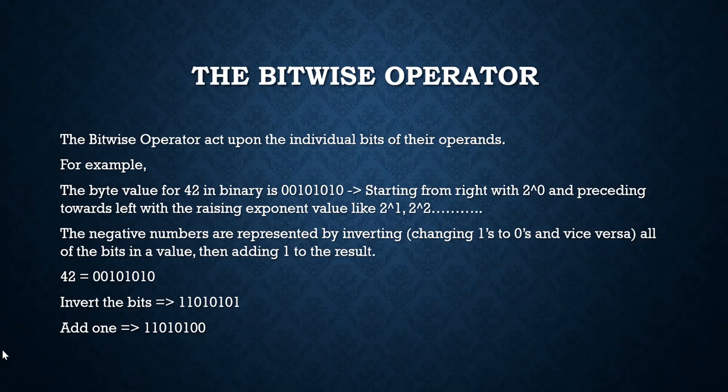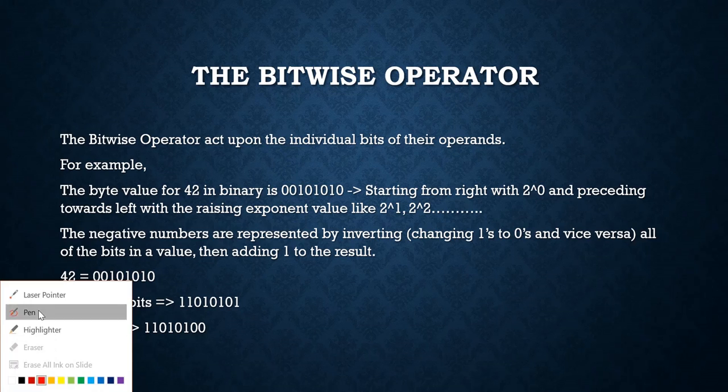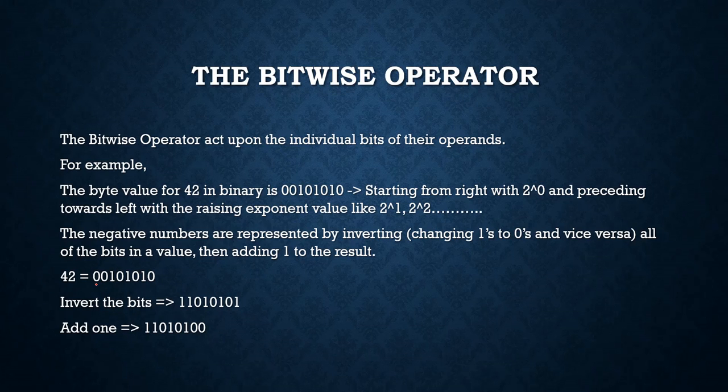Now we are trying to represent the negative 42, that is minus 42. The first step is to invert the bits. So here is the inversion process. If you see, the 0 is converted to 1 and 1 is converted to 0. The first step is done. And the next step is we add 1 to the result. So this number represents negative 42.